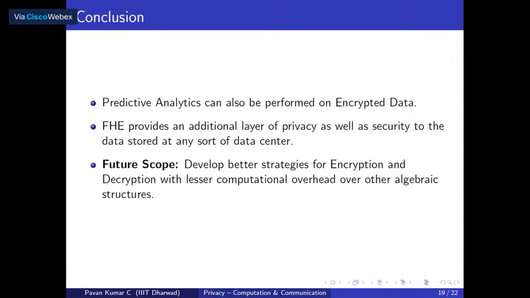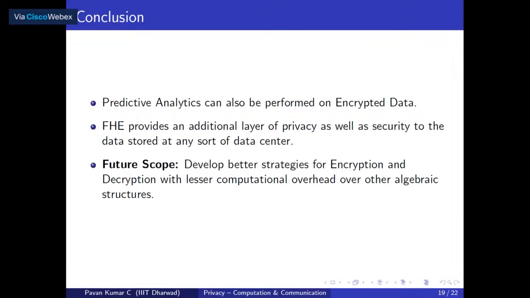Some of the strategies that exist in these aspects: we can develop better strategies for encryption and decryption with lesser computational overhead over the algebraic structure. In this case, a ring is used. Can we use a group, or why can't we use a group? All these problems need to be addressed or understood from different perspectives, not only from the cryptographic perspective but also from the implementable part of the computation. Also, we need to check. That is this part of the talk that leads to privacy preserving computation.